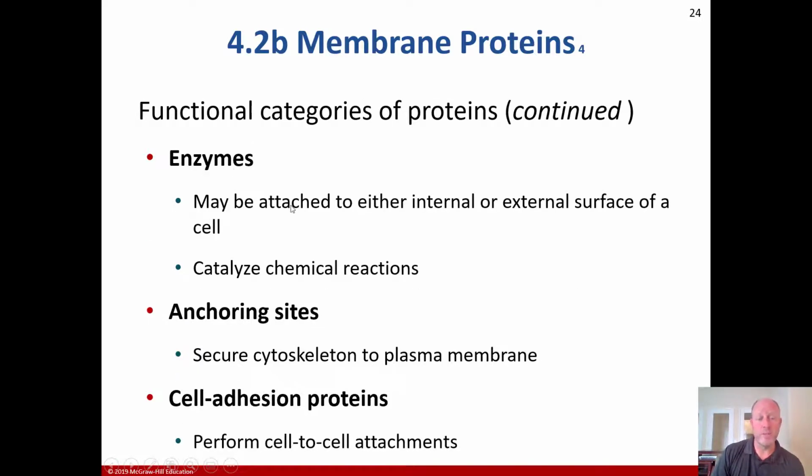And of course, you have enzymes that can be attached to either internal or external surfaces. Enzymes, as always, catalyze chemical reactions. As so often said, when enzymes are not doing their job, it slows everything else substantially. That slowing could potentially cause some serious damage, and some structures could potentially die because of the slowness. But by itself, lacking an enzyme does not mean something is not going to happen at all. It just means it greatly slows the process, so it greatly decreases the probability of things working like they should when enzymes are not present. Anchoring sites secure the cytoskeleton to the plasma membrane, and cell adhesion proteins perform cell-to-cell attachments.